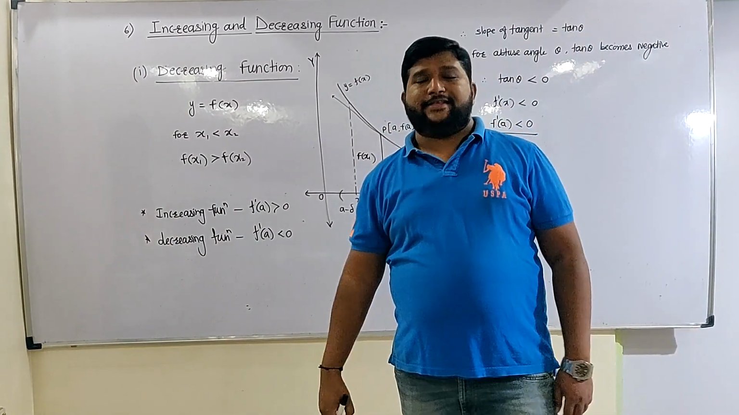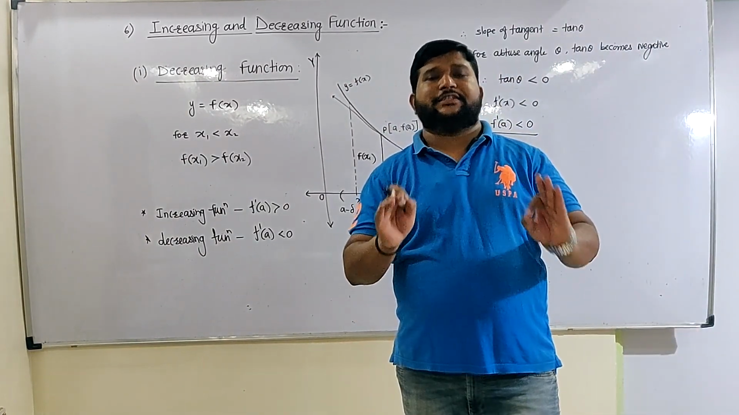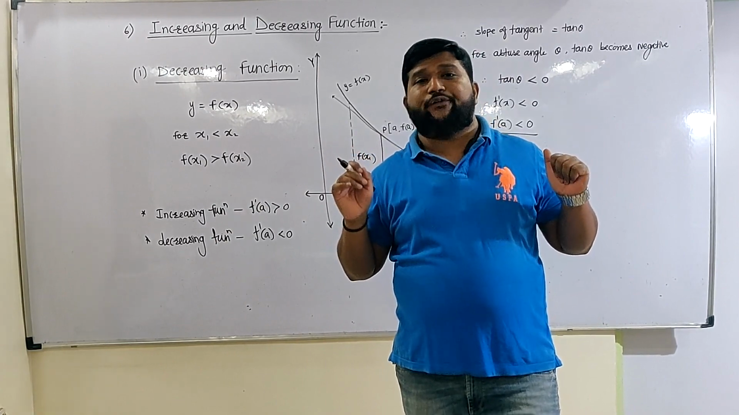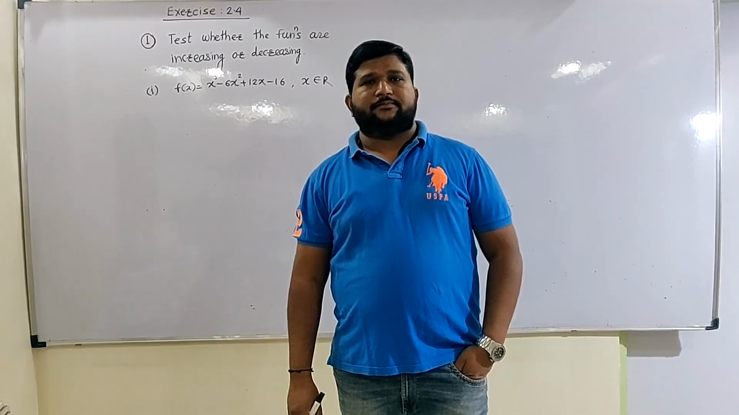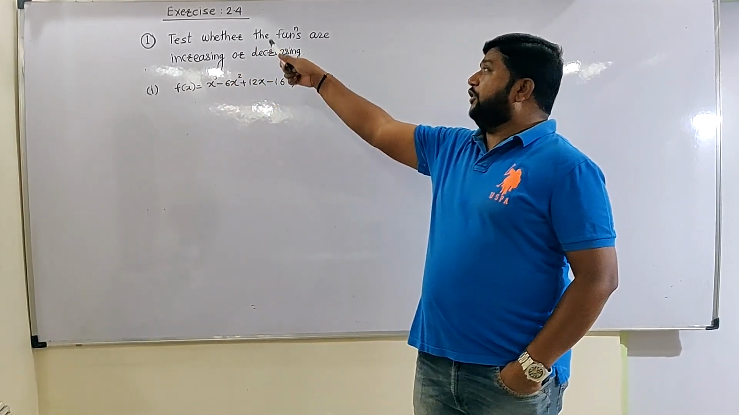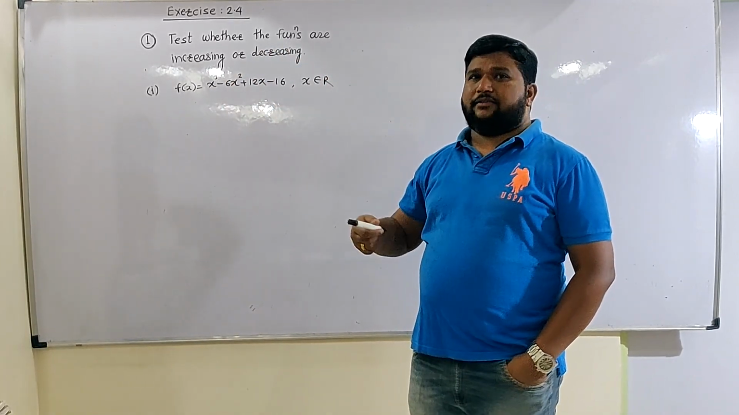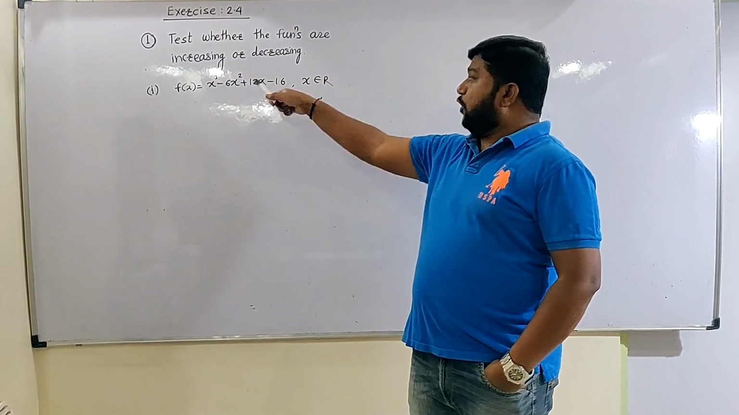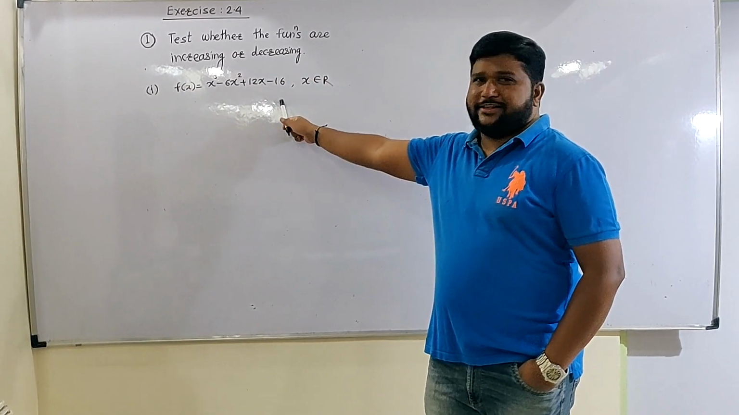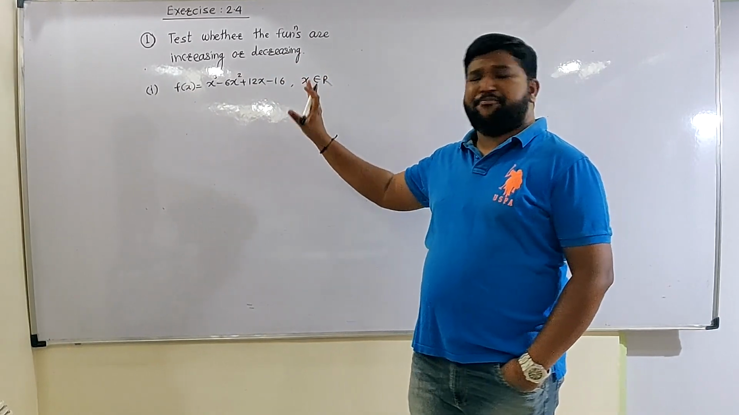Now we will take some examples on this, that is exercise 2.4. Okay, so I am ready for exercise 2.4. So look at the example first. Exercise 2.4: we have to check whether the following functions are increasing or decreasing. This is the first example. This is a polynomial function, a simple polynomial function.